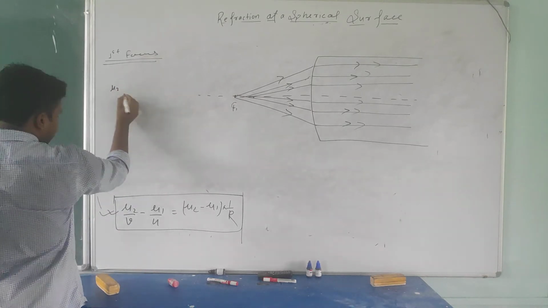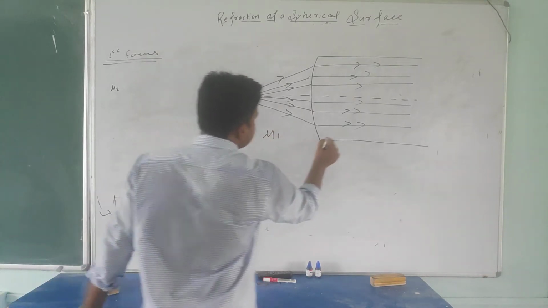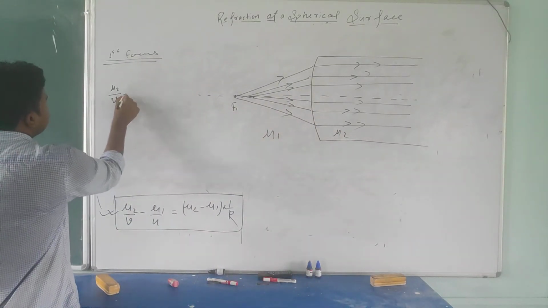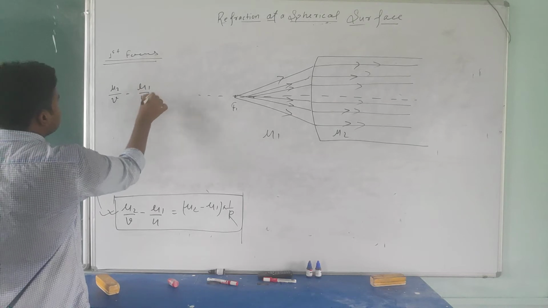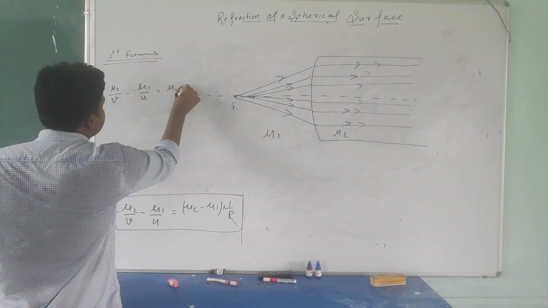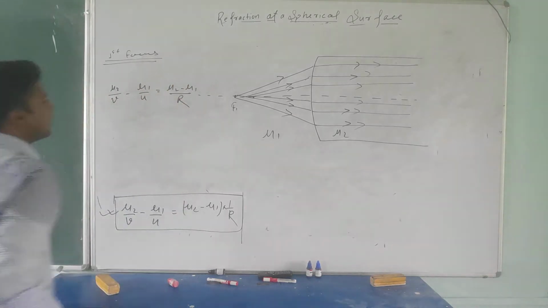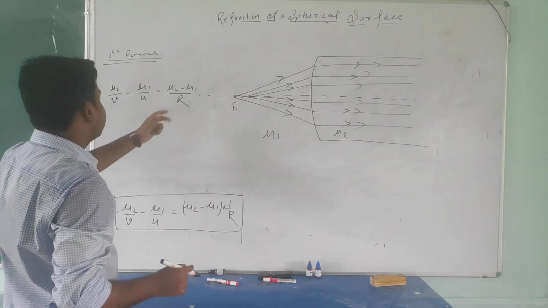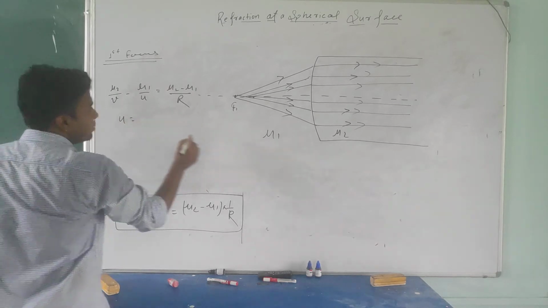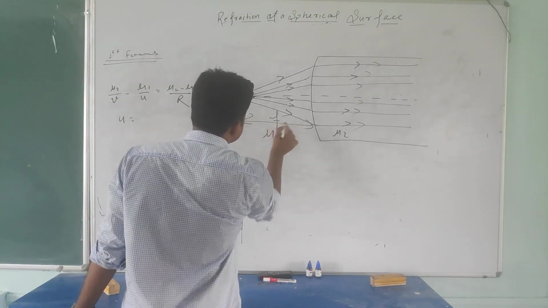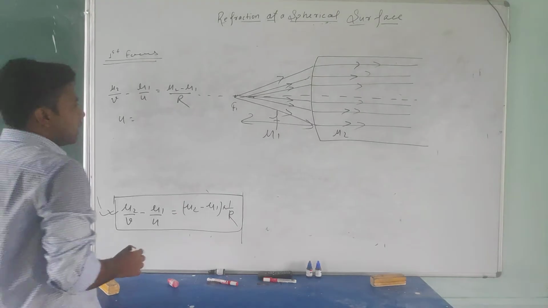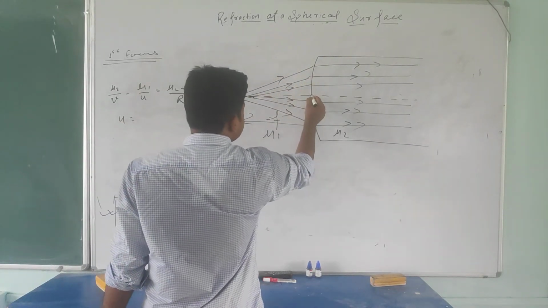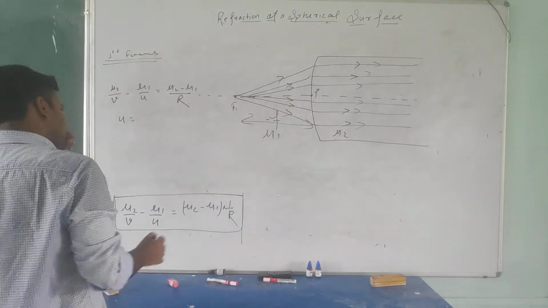We have a formula. This one is mu1 and this one is mu2. The formula is mu2 by v minus mu1 by u equal to mu2 minus mu1 divided by r. Try to understand, student. Now here u is what? u is this F1, I am assuming this one F1. Here this point is the pole, so F1 is negative here.